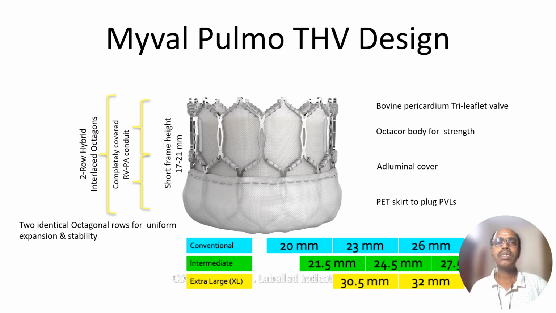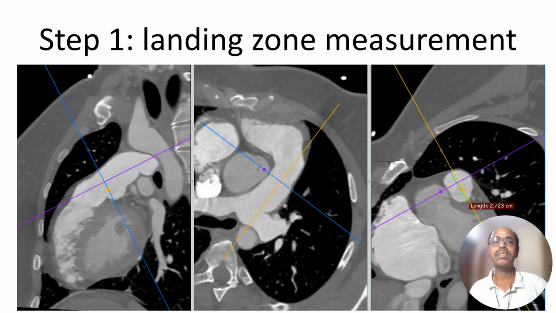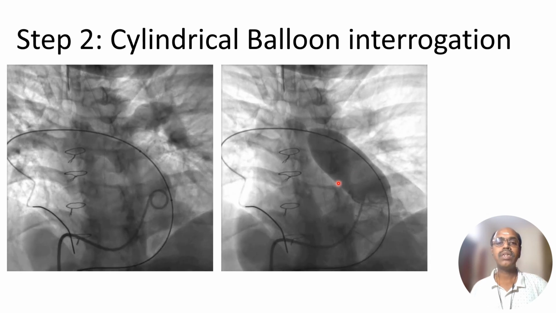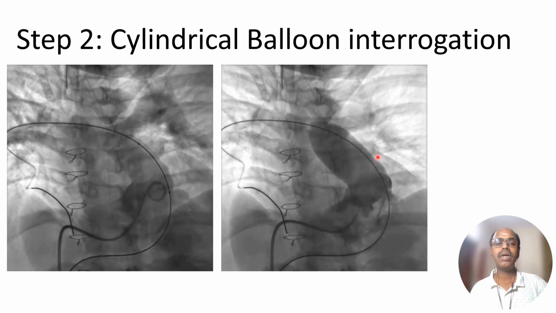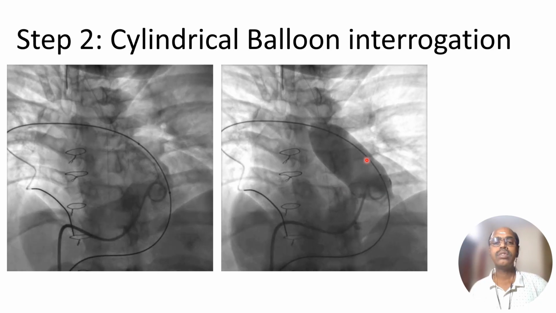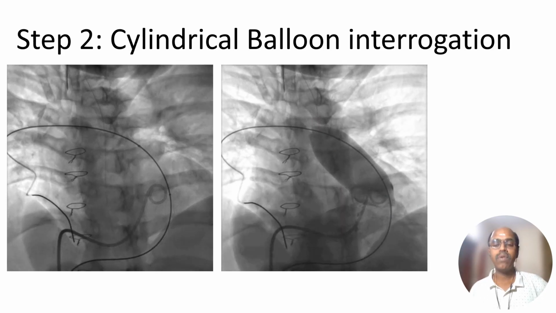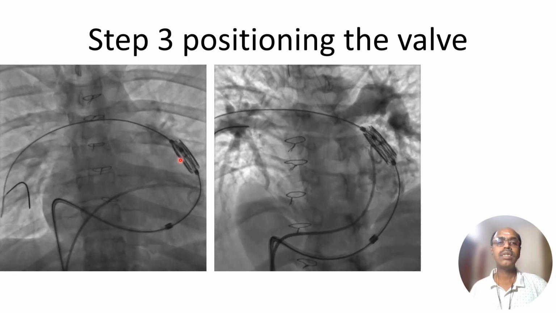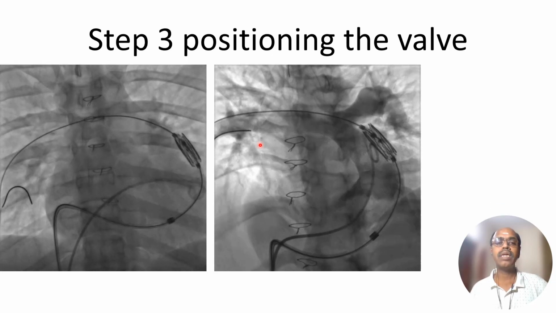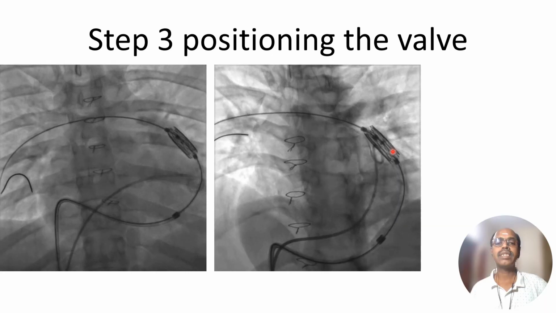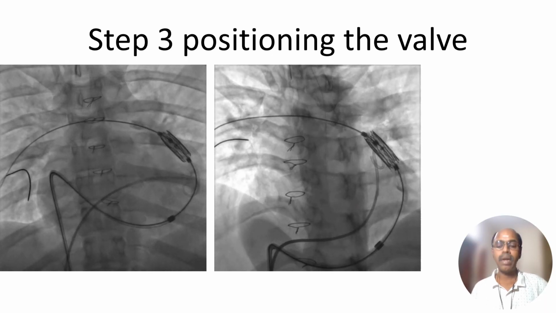MyVal Pulmo is a distinct design where the valve is completely covered with a fabric so that it almost becomes like a conduit at the end of the implantation. After the CT shows a tubular outflow tract with a landing zone of around 27 millimeter, balloon interrogation is done with a 28 millimeter Z-Med balloon and it shows that there is no significant residual flow. So this is a 29 millimeter Pulmo valve being positioned and it is expanded. Again, there is no rapid pacing.